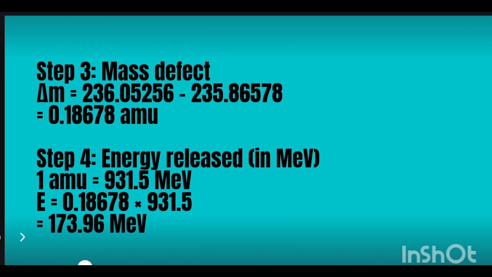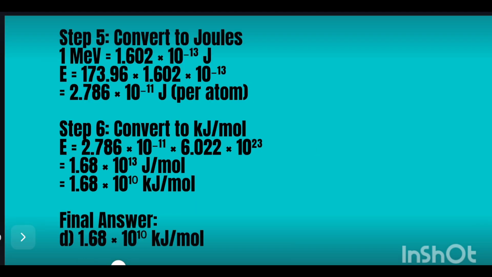In step 4, energy released in mega electron volt. 1 amu is equal to 931.5 mega electron volt. E is equal to 0.18678 into 931.5. That will be equal to 173.96 mega electron volt.